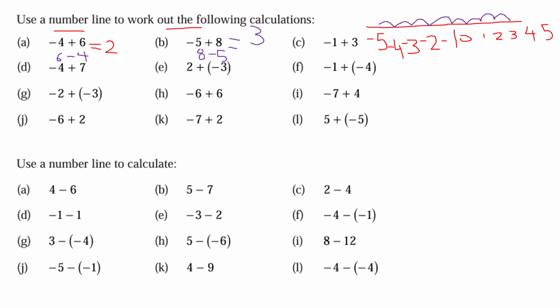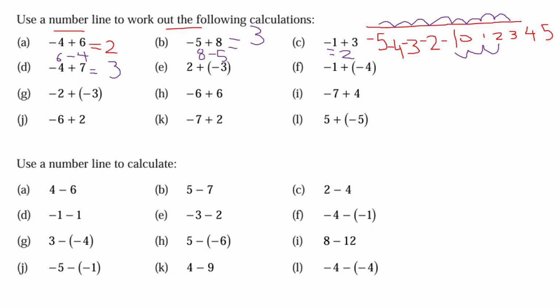Next up, minus 1 plus 3. So start at minus 1. We go 1, 2, 3 jumps. We end up at 2. Next up, minus 4 plus 7. So start at minus 4 and go 7 units to the right. We end up at 3 or positive 3.